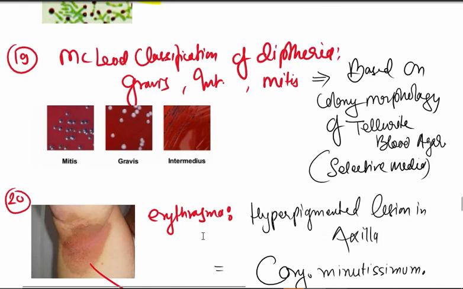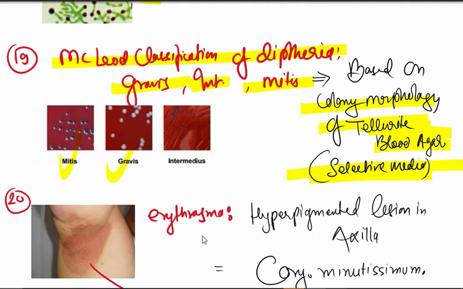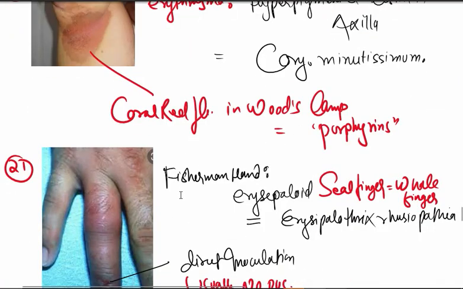Next, Anderson's McLeod classification for diphtheria showing gravis, intermediate and mitis that are based on colony morphology on tellurite blood agar. This is the selective media. Mitis is blackish, gravis is whitish, intermediate is a mix, slightly light in appearance.